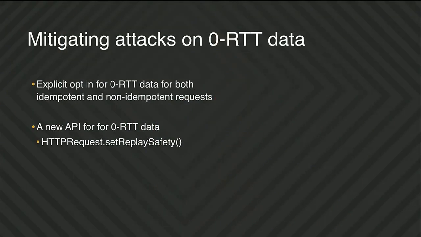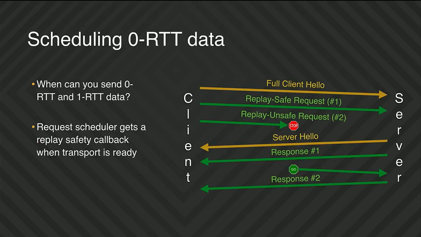So we added a new API to our HTTP request API called set replay safety. If you set replay safety on the request, you're eligible to be sent over zero-RTT data. However, this makes the underlying implementation more complex, because now we know which data is eligible to be sent over zero-RTT and which data cannot be. We need to decide when to send this data over zero-RTT. Network stacks are very, very complex.